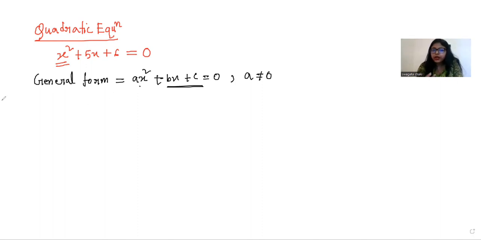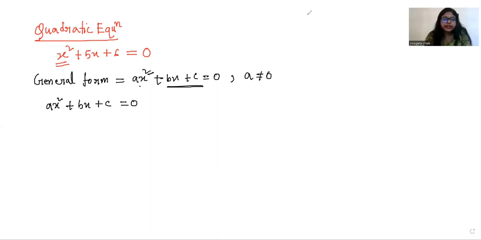Now we have to know how we can find the roots or solutions of the equation by the completing square method. So here we will get two solutions, because the highest power is 2. Okay, so let's start how we can find the roots of the equation. At first, let's write the general form: ax square plus bx plus c is equal to 0.